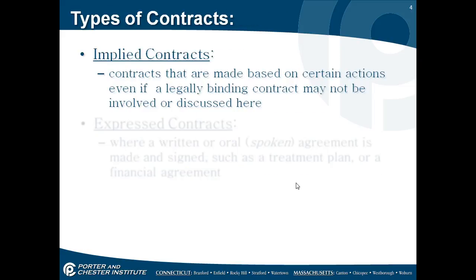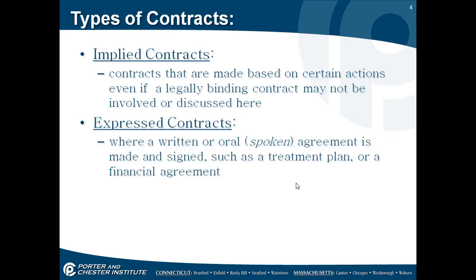Types of contracts. Implied consent: contracts that are based on certain actions, even if a legally binding contract may not be involved or discussed. Expressed contracts, where a written or oral spoken agreement is made and signed, such as a treatment plan or a financial plan.